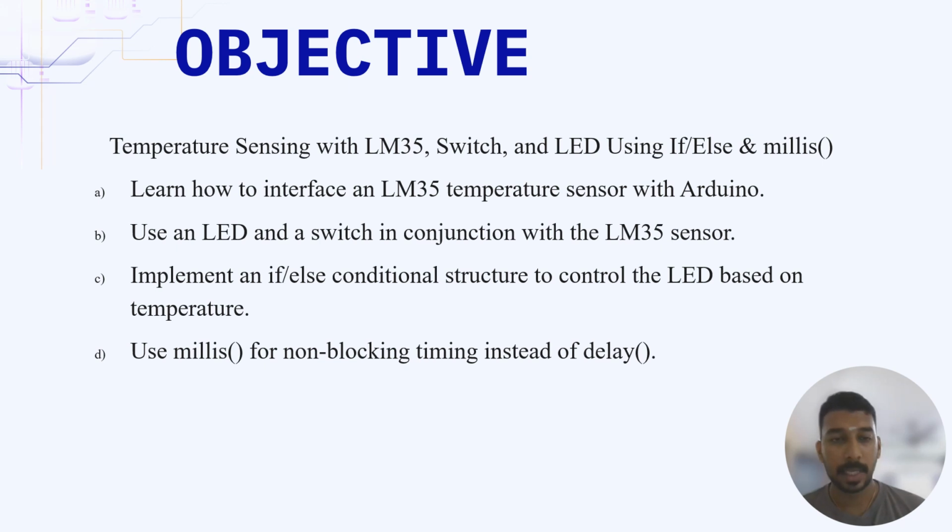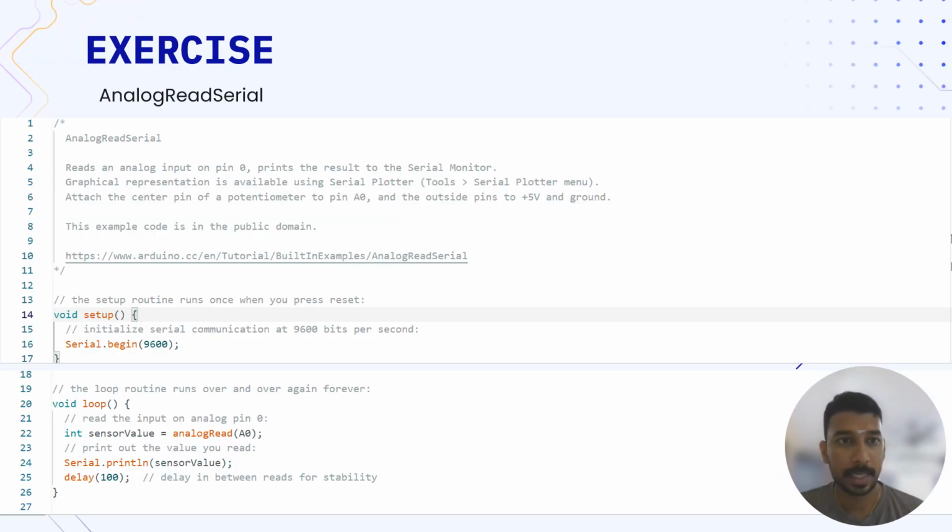The objective of this assignment is to work on temperature sensing with LM35, switch and LED using if, else, and millis. Learn how to interface an LM35 temperature sensor with Arduino, and to use an LED and a switch in conjunction with the LM35 sensor, implement an if-else conditional structure to control the LED based on temperature, and to use millis for non-blocking timing instead of delay.